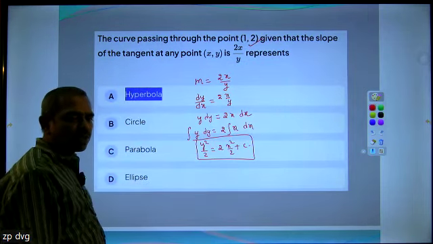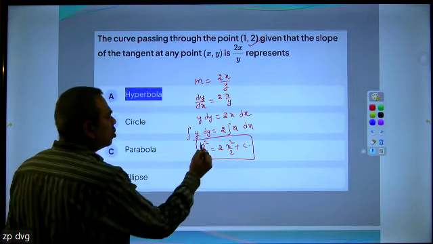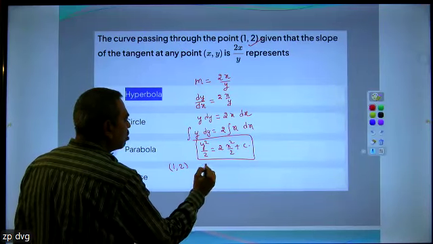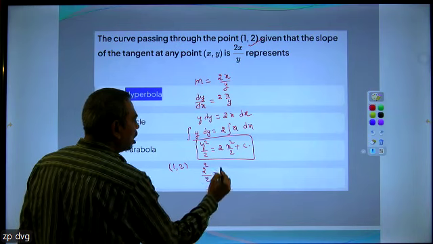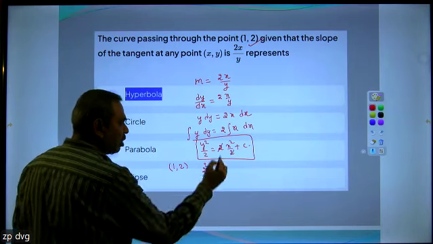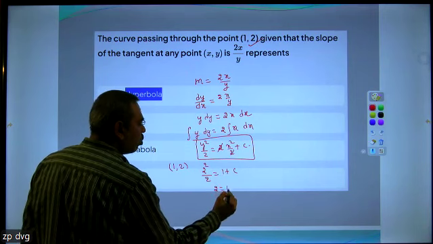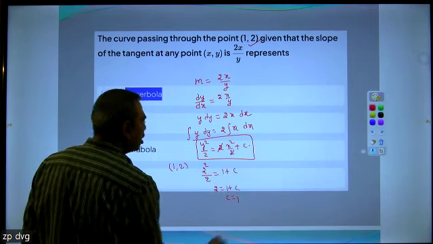(1, 2). So what is the process again? Substitute (1, 2). In place of y, we write 2. So how much will be there? 2 square by 2, the 2 gets cancelled, and wherever x is, it is 1 plus c. So 4 by 2 is 2. So 2 is nothing but 1 plus c. From this we get c is equal to 1.